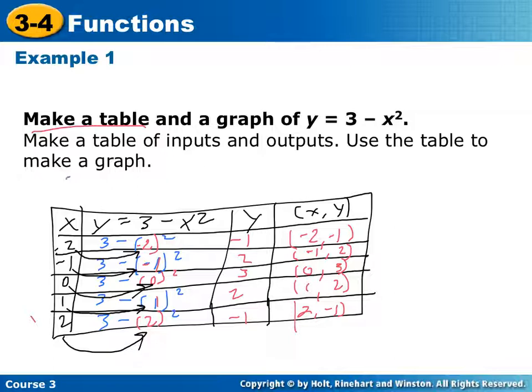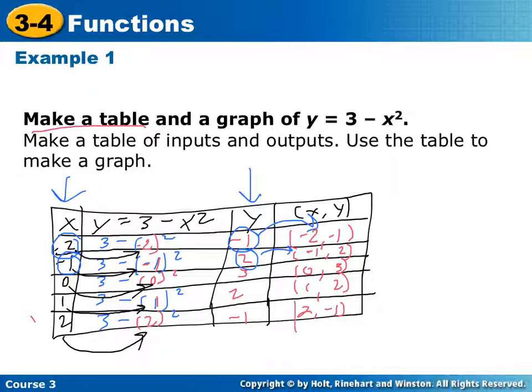They all come from this column and this column. Where my x is -2, my y was -1, and I take those two numbers and I plug them into that coordinate pair. Same thing, next one, my x was -1, my y was 2. I plug it into that ordered pair, and I just keep continuing on until I have 5 points. Now, once I have 5 points, I graph them.